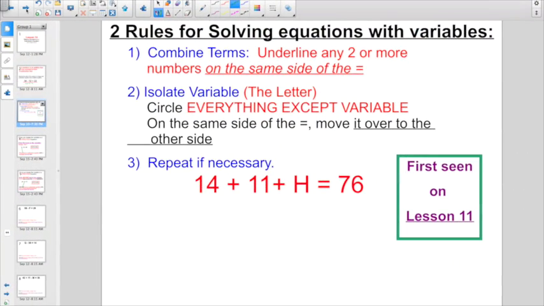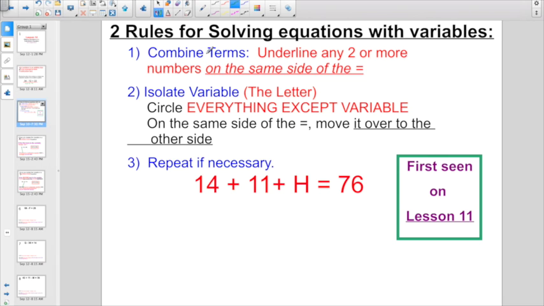But we still have some people who seem to be having issues with equations. Again, you have to set them up horizontally. You have to show your steps. And the two rules for solving equations are always combine terms or isolate the variable.